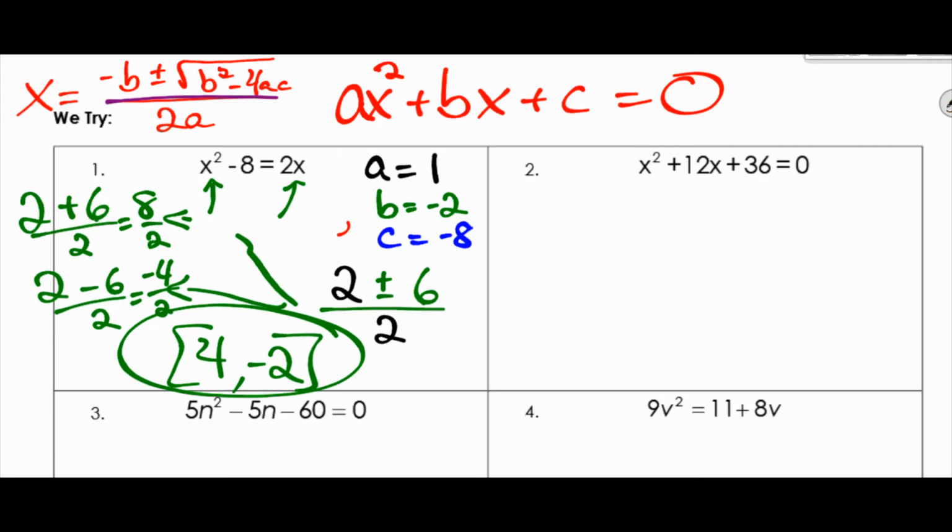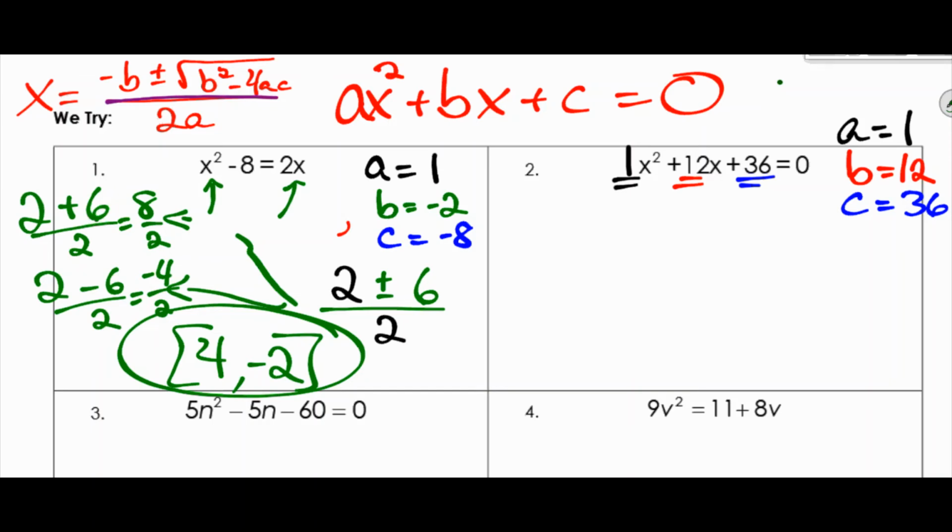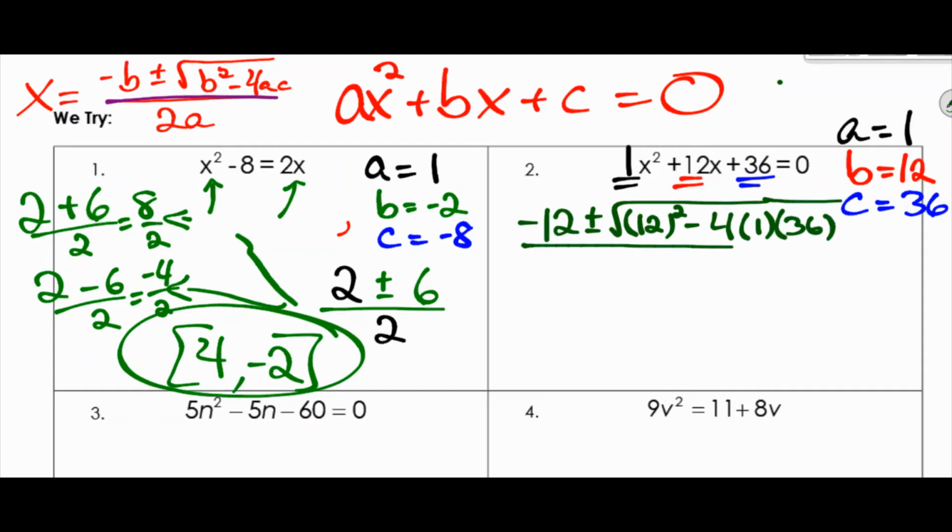Before we do that, label everything. My A is 1, B is 12, and the C is 36. So let's use a different color. Let's do dark green. Negative B plus or minus the square root of B squared minus 4AC, all divided by 2A.